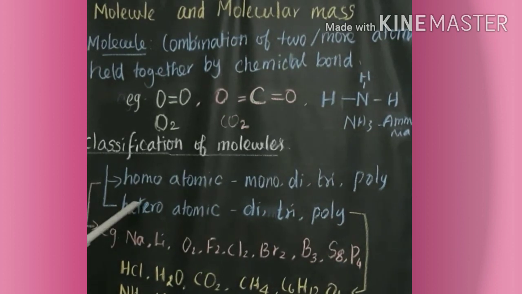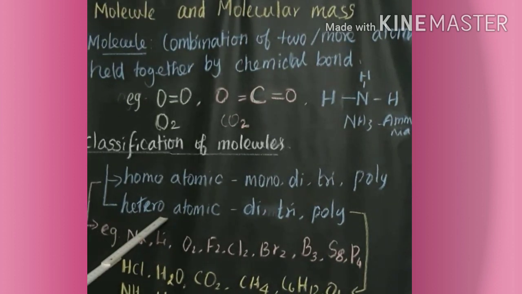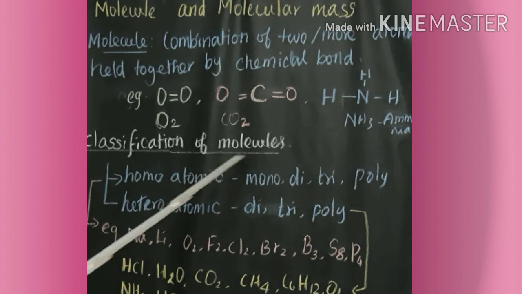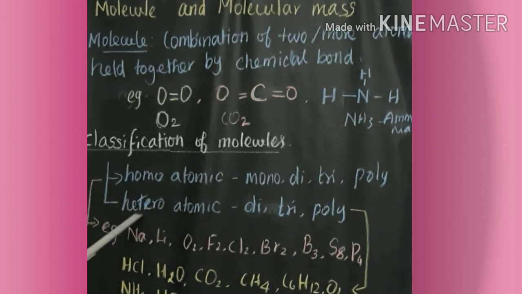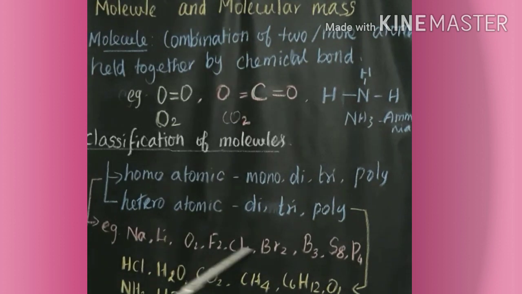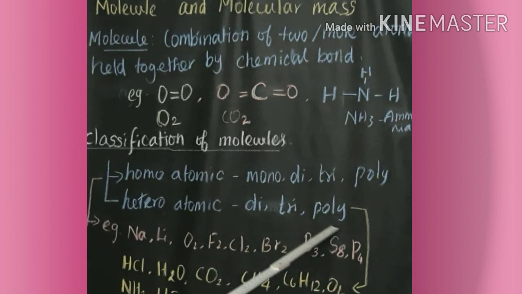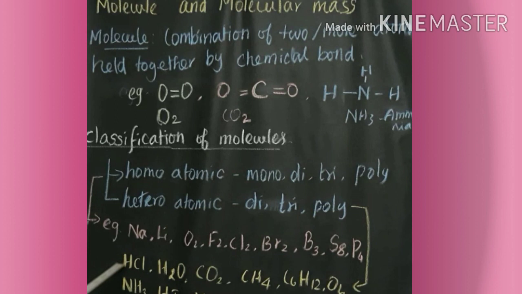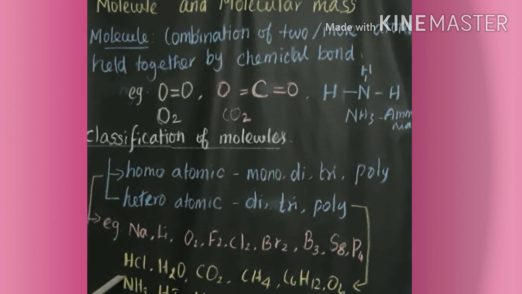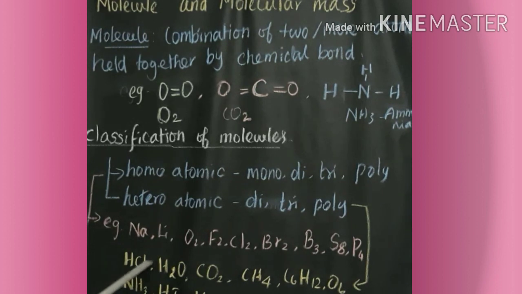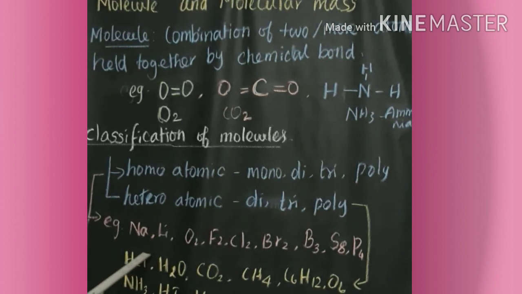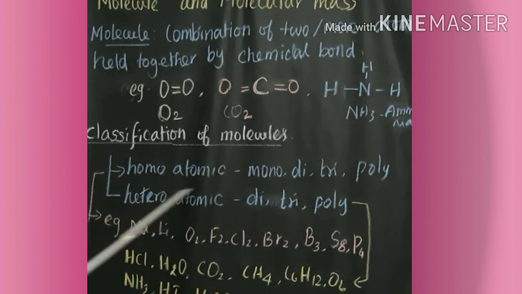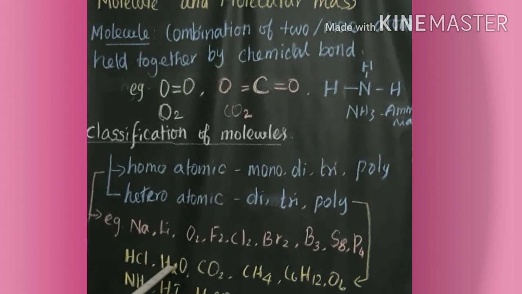And the second type is heteroatomic molecules. Hetero, the word itself defines different types of atoms. If the molecule is formed by different atoms, they are called heteroatomic molecules. Again it has some classifications: di, tri or poly. Come to this line, these are the examples of heteroatomic molecules. See HCl. Here hydrogen and chlorine are different atoms. They combined to form the molecule. But here two atoms, one hydrogen and one chlorine atom, are present. So it is an example of a diatomic molecule.